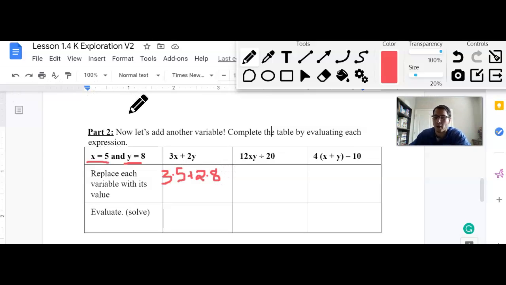Then we use the order of operations to solve it. So 3 times 5 is 15, plus 2 times 8, which is 16. So then we have 15 plus 16, and we should get an answer of 31. So the main thing is to remember in our variables, so our letters, they're going to give us values. We're going to plug those values into those variables, then solve using the order of operations.